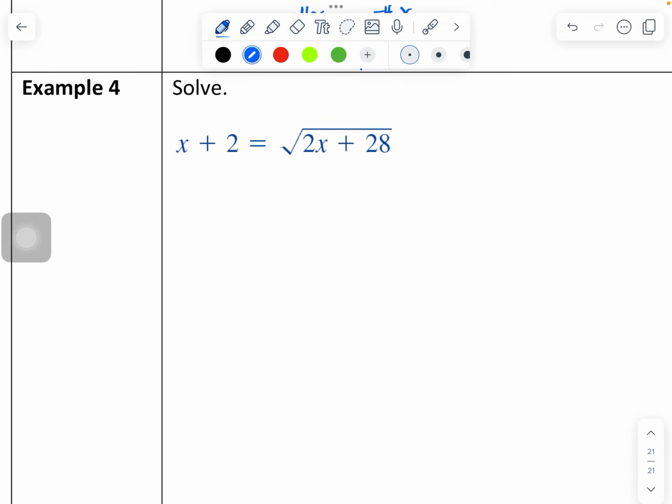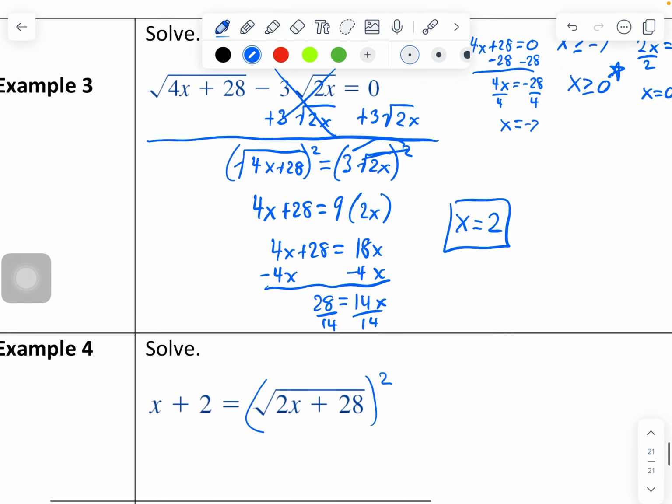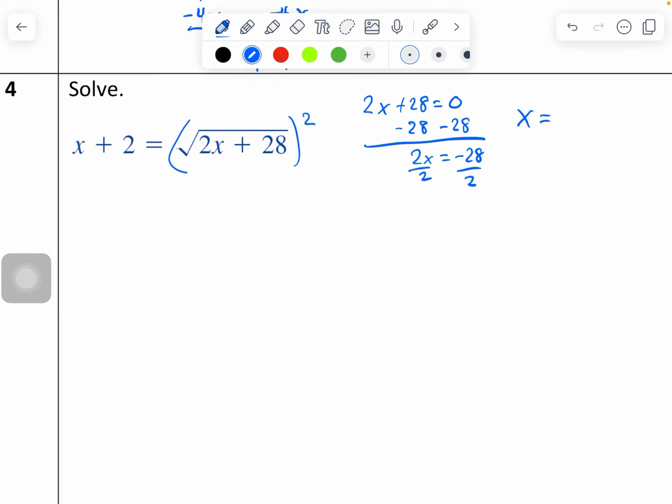It was a couple lessons ago, but we saw a problem like this. When you're squaring to get rid of this square root, and you also have an x on this side, we do have to be considerate of our domain. We do 2x plus 28 equal to 0. I just want to be considerate of the domain here. 2x equal to negative 28, divide by 2, divide by 2. x can equal negative 14, so x has to be greater than or equal to negative 14.